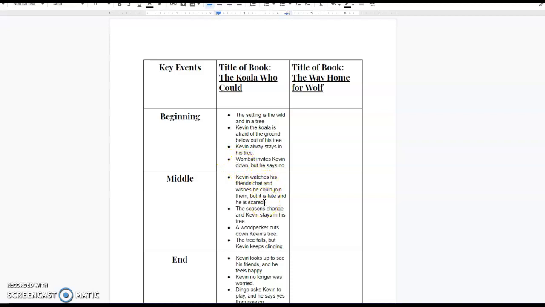The middle of the story for the plot is what happens that kind of helps Kevin or the character overcome his problem. So I pulled out a few events. Kevin watches his friends and wishes he could join them, but it's too late. Kevin sees the seasons change, but he stays in his tree. Then the woodpecker cuts down his tree and the tree falls, but Kevin keeps clinging.